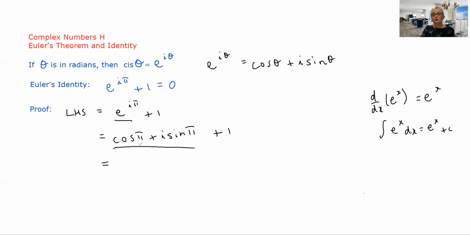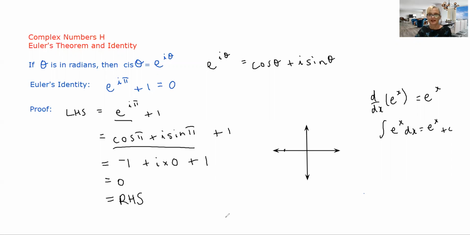Let's just think back to our unit circle business. And yes, I know I keep harping back to this, which is why when we learn it the first time, we should really try to master it if we can. We're at pi here. Cos of pi is -1. Sine of pi is the y value, which is 0. So we're going to get i times 0. So we've ended up with -1 plus 1, which is 0, which is the right-hand side. So we have proved it as required.